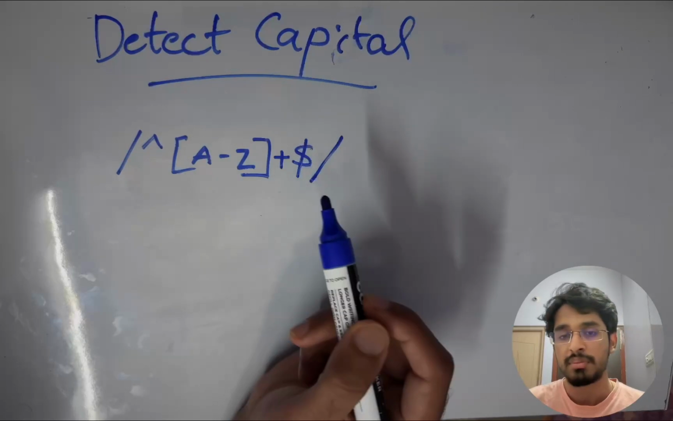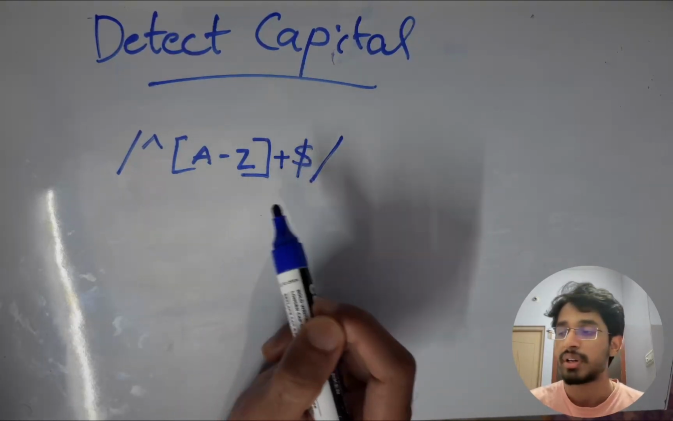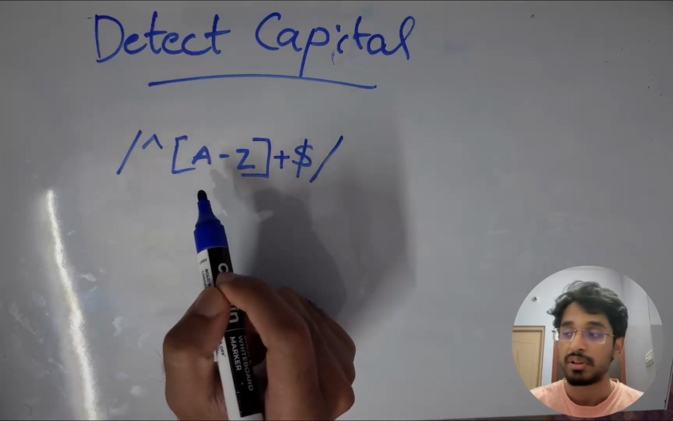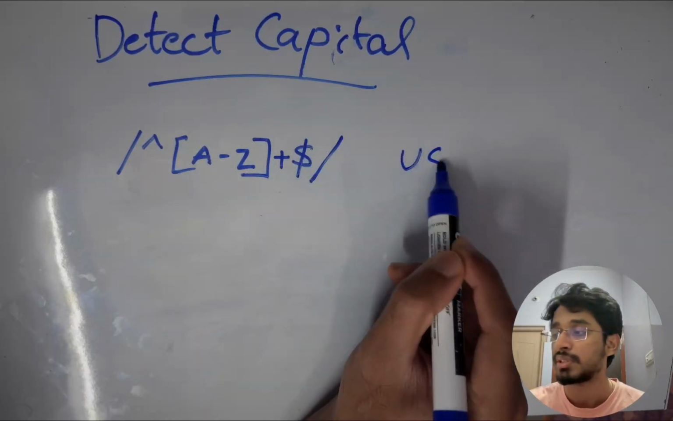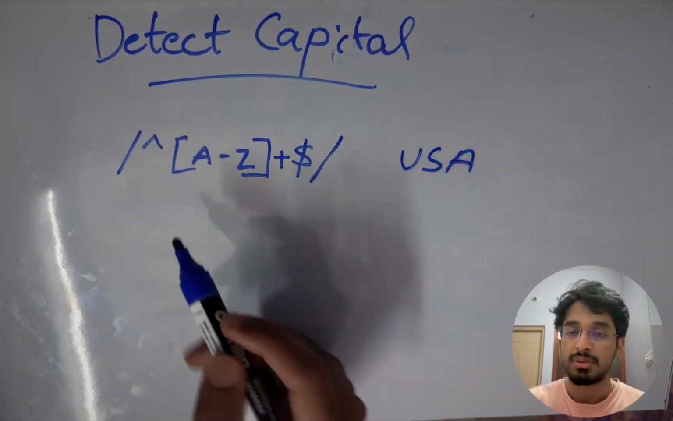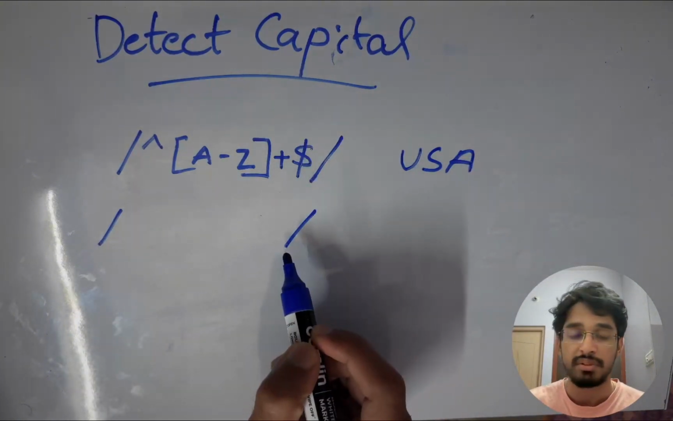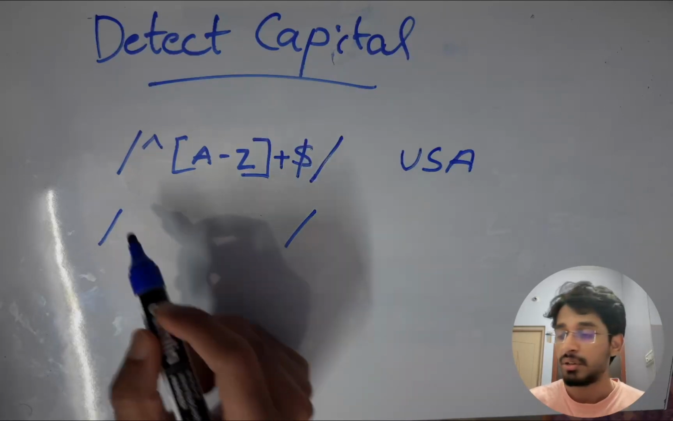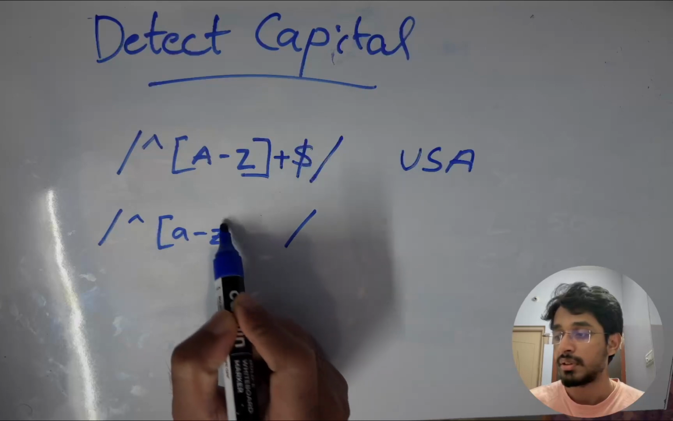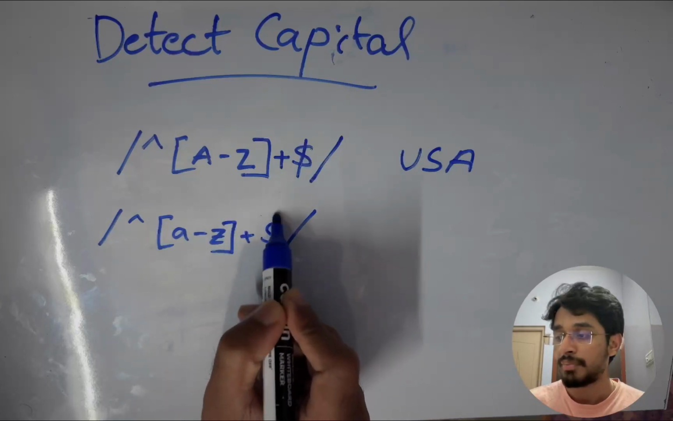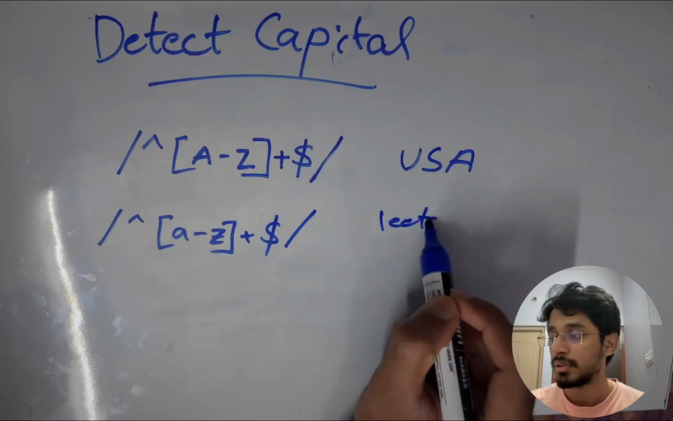So I would also come up with another solution where you can solve it without any regular expression. So this is the first check, to check if all the letters are capital, for example USA. Okay, so the second regular expression, we need to again start with two slashes and do the same. For now it is lowercase letters. So this will match all the lowercase letters, like let's say LeetCode.